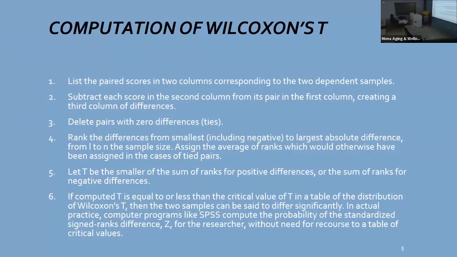Good. And then number 6 now is what we use to come to our conclusion. So it says, if the computed T is equal to or less than the critical value in a table of the distribution of Wilcoxon T, then the two samples can be said to differ significantly. So it says, in actual practice, computer programs like SPSS compute the probability of a standardized signed rank difference Z for the researcher without the need for us to be consulting any tables. But for today, we're gonna do it both ways. So we're gonna use the table as well as the software. So just in case you ever have to use a table, you know how to use the table.